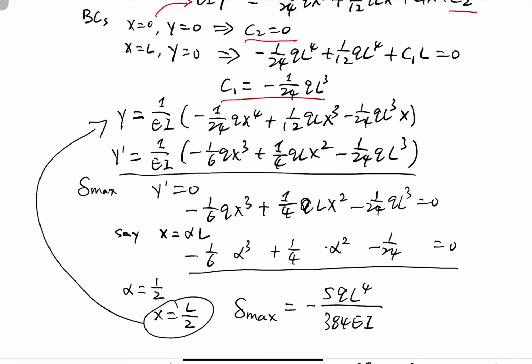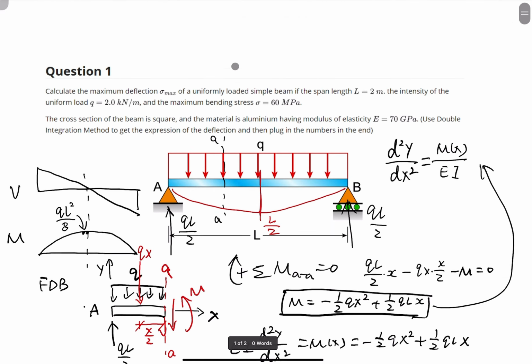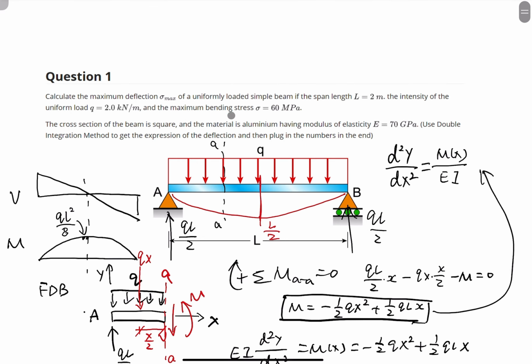Okay, so in the previous session we derived the expression for the maximum deflection of the beam, shown here. From this expression, if we know the values of q, L, E, and I, then we can come up with the numerical value for the deflection. In this question, we know the uniform distributed load q, we know the span, we know E, but we don't know the moment of inertia.